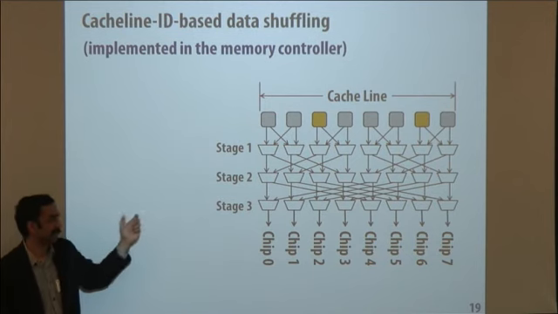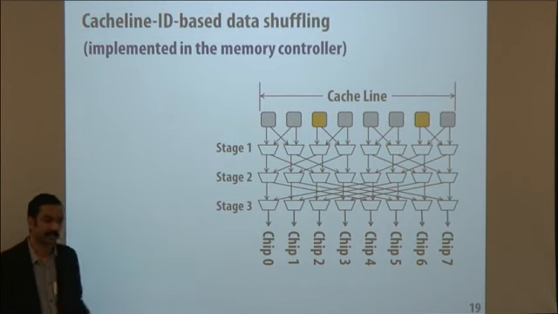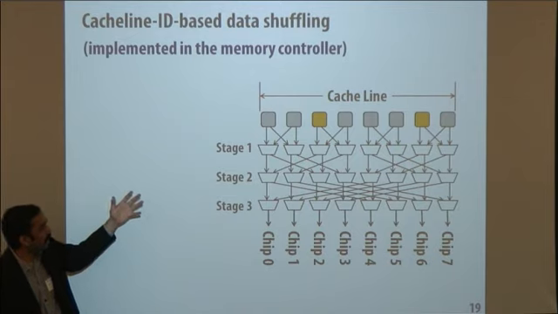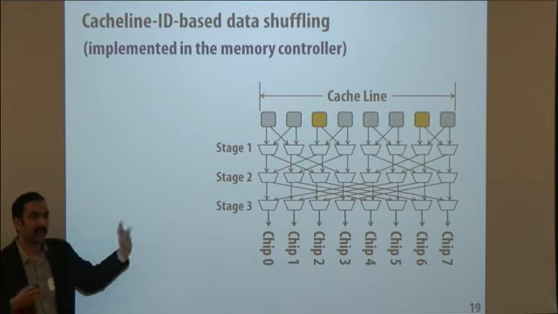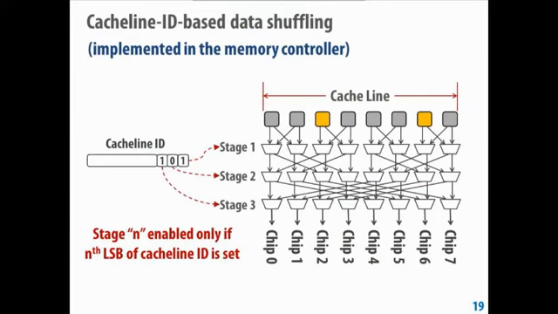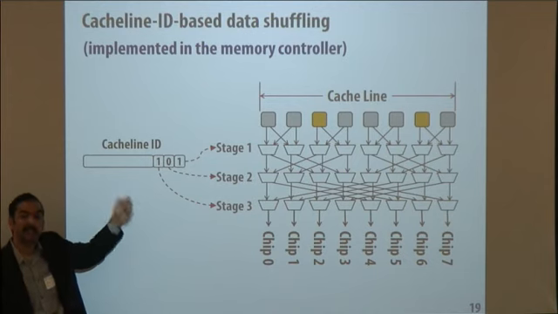And the third stage swaps adjacent quadruplets of values. But if you do this shuffling the same way for all the cache lines, it's not going to eliminate the problem. So somehow we have to control which stages are active for different cache lines. So for this purpose, we use the cache line ID.